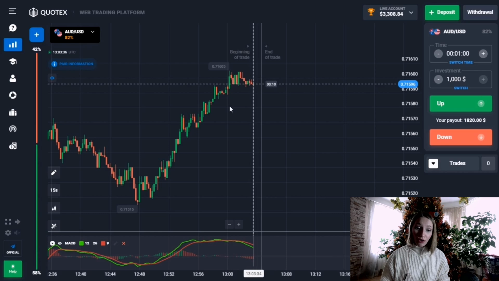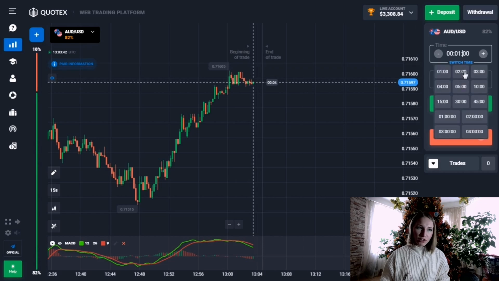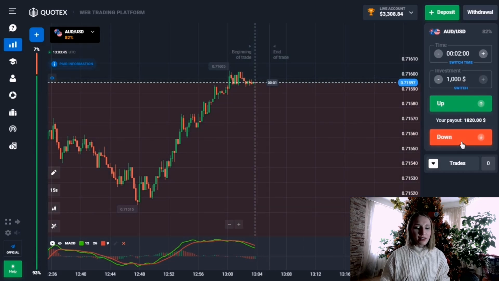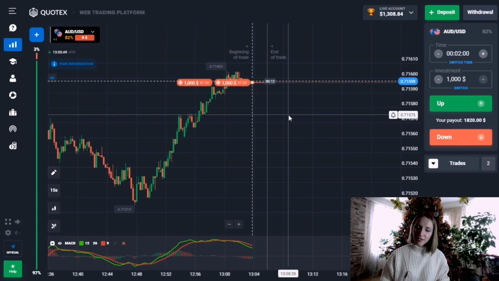Also pay attention to our chart. You can see that after the downtrend, price is starting to slow down. So let's open a trade with down for 2 minutes. I think that there will be a small rollback down. So guys, we need to check it.